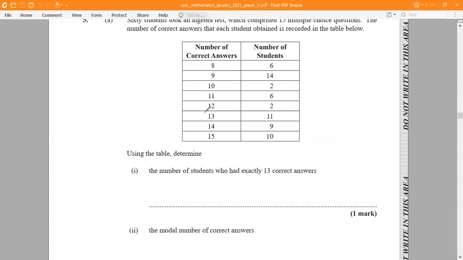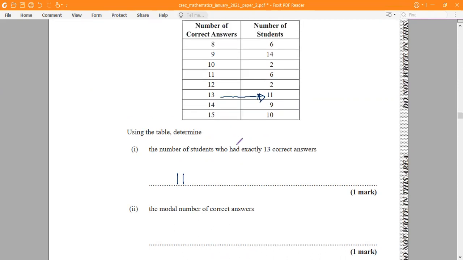We look at the table, 13 correct answers. We look at the number of students over here, and we get 11. So the number of students who had exactly 13 correct answers is 11.